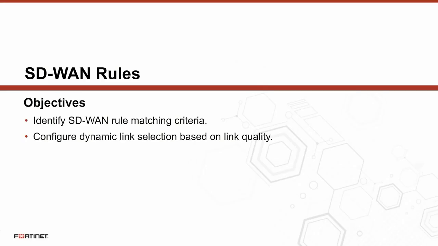After completing this section, you should be able to identify SD-WAN rule matching criteria and configure dynamic link selection based on link quality. By demonstrating competence in SD-WAN rules, you should be able to configure dynamic link selection based on link quality to ensure high availability for business-critical applications.